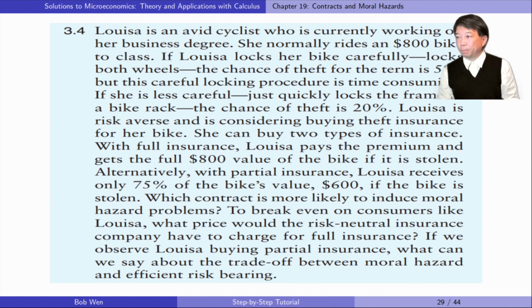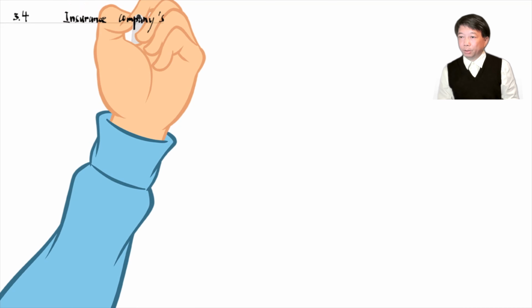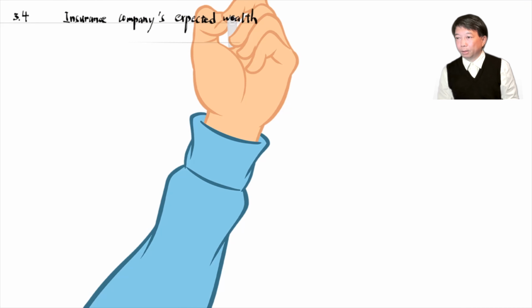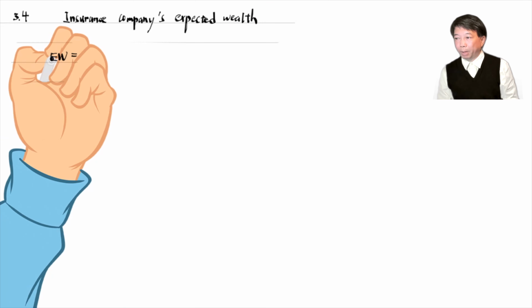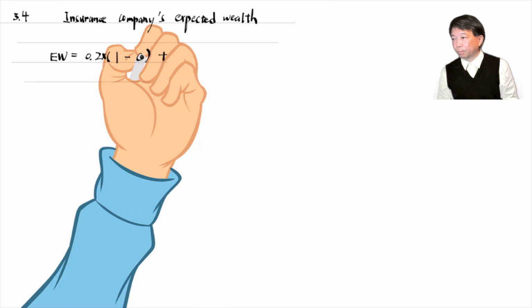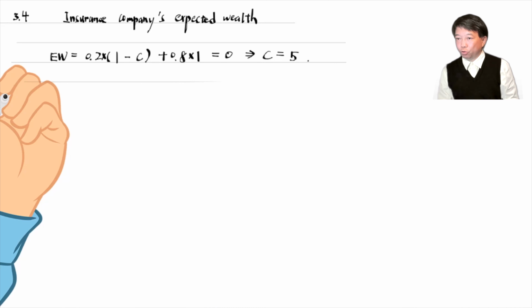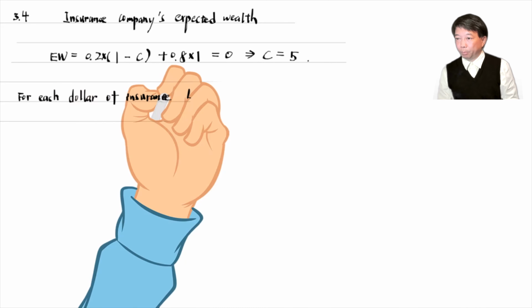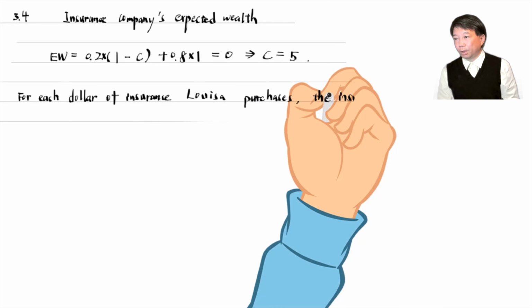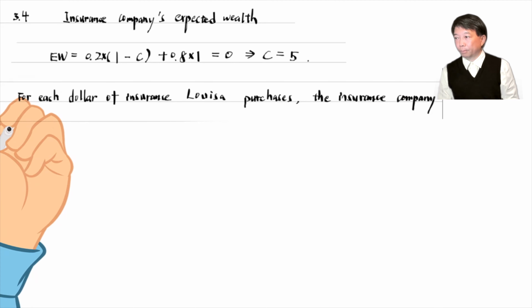If the insurance company is risk neutral and offers fair insurance, its expected value of the contract is zero. Since under the full insurance, Louisa has a 20% chance of losing the bike, the insurance company's expected value will be as follows. It will pay back $5 for each dollar insurance Louisa purchases in case the bike is stolen.